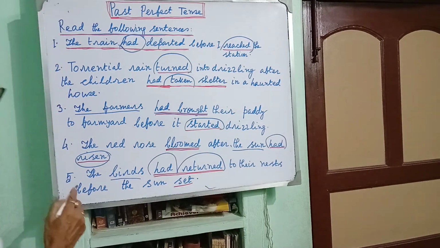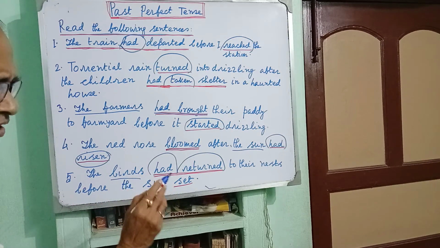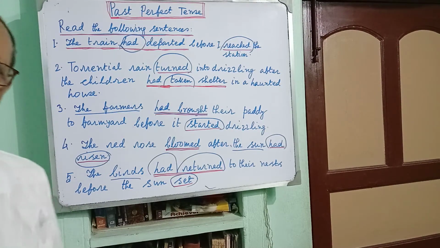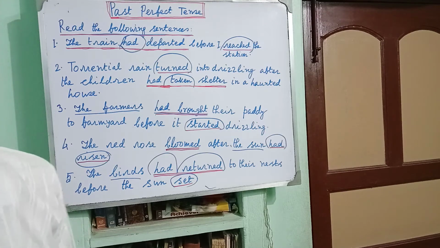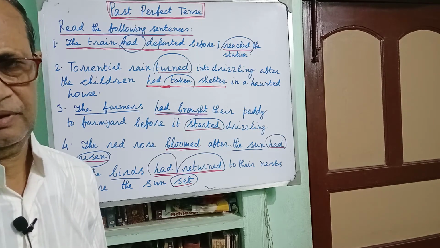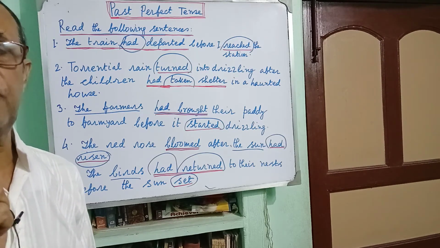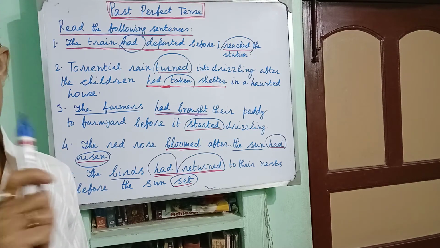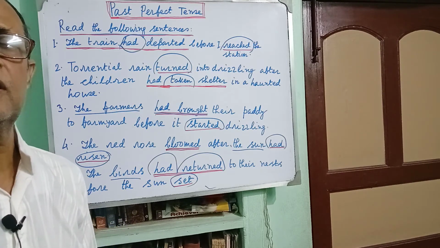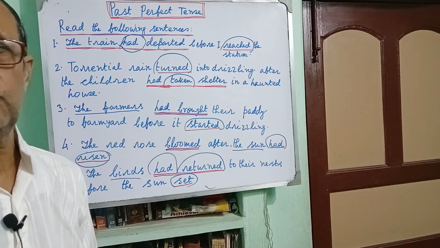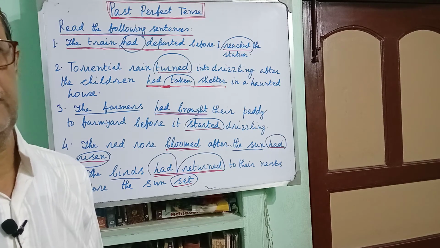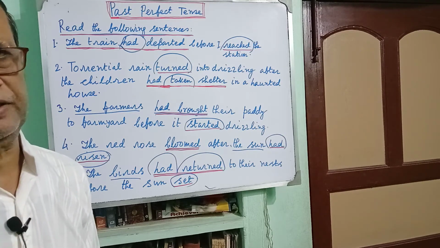To their nests before the sun set. Set. So it is the simple past tense. Clear? So what is past perfect tense? If you see that there are two actions that occurred in the past, the verb of the first one would take the form of past perfect tense, and the second one that occurred a little later would take the simple past tense. This is the past perfect tense.